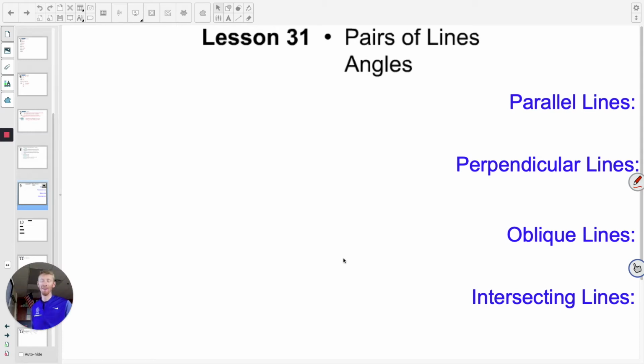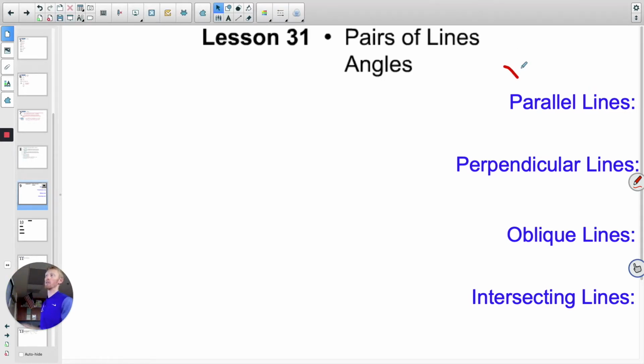All right, fifth grade, lesson 31, pairs of lines and angles. I want you to write all these terms that are in blue over here. I want you to write them down in your math notebook, please. So parallel lines, perpendicular lines, oblique lines, intersecting lines.